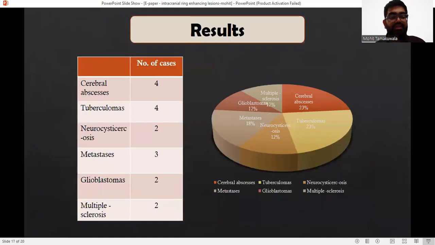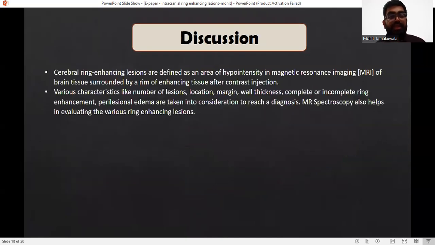So the results were: there were 4 cases of cerebral abscesses, 4 cases of tuberculomas, 2 cases of neurocysticercosis, 3 cases of metastasis, 2 cases of glioblastomas, and 2 cases of multiple sclerosis.